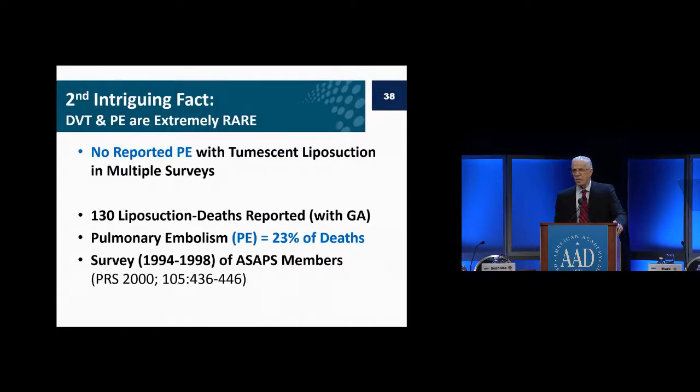Then the other interesting observation was that DVTs and pulmonary emboli were extremely rare. To the best of my knowledge, there have been no reports of pulmonary emboli in many of the multiple surveys that I've read on tumescent liposuction. On the other hand, in plastic and reconstructive surgery, there was a report of 130 deaths in one survey. Amongst those deaths, the leading cause of death was pulmonary embolism at 23%. So there's an interesting dichotomy. How could this be?